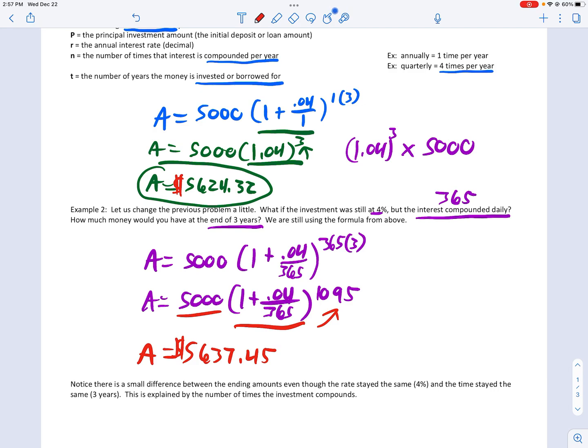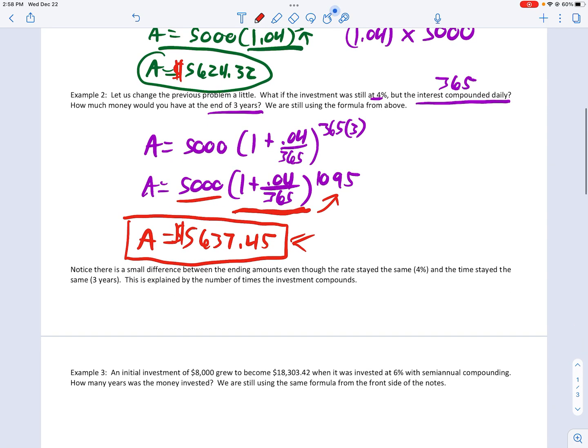So right now I want you to pause the video, take the numbers, punch them into your scientific calculator, and make sure you're getting that answer. Pause the video now and see if you get the same answer I got there in red. Hopefully you got the answer I'm boxing in red. Again, do what's in the parentheses first, raise it to the 1,095th power, times it by 5,000. You need to make sure you're getting this answer so that you can do it correctly on your homework, your quizzes, and your tests.